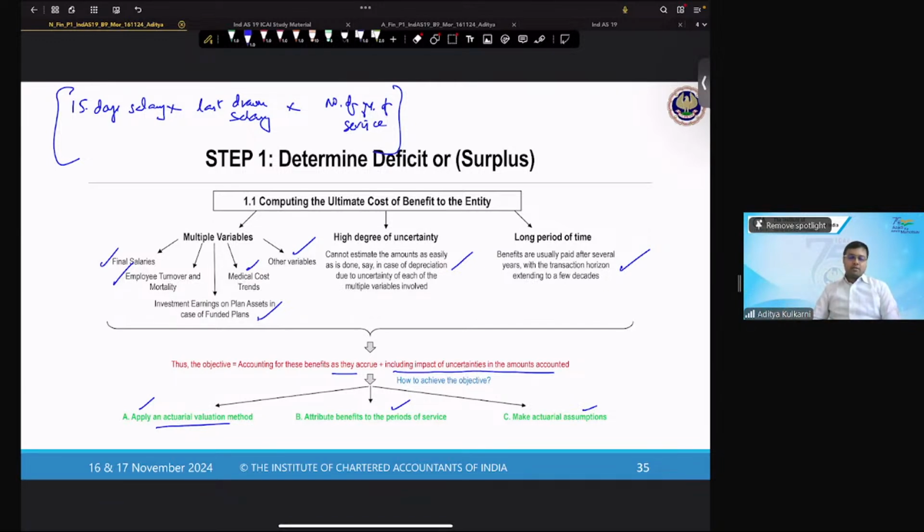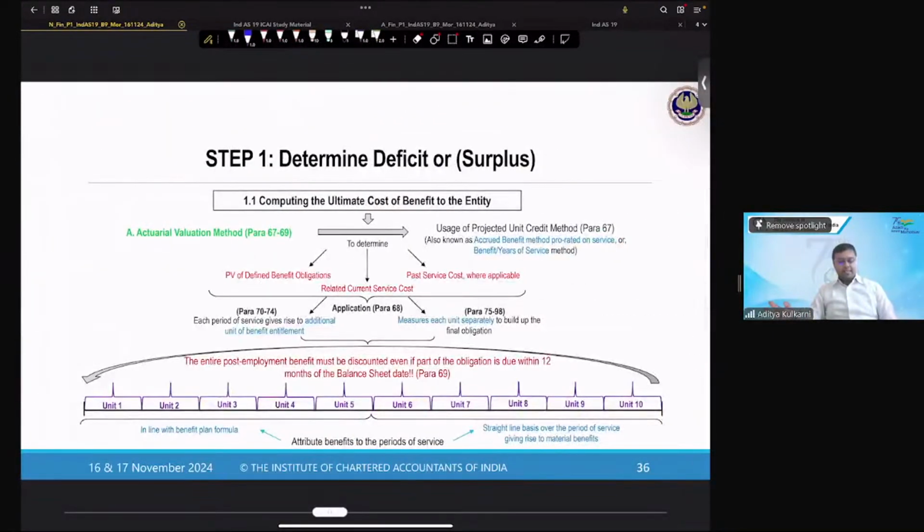And you made assumptions. There was an assumption of 10% discount rate. The question only said do not make any other actuarial assumption. So we made the assumption of 10% discount rate and we did the question. Is it okay? Yes. So first you have understood computing the ultimate cost of benefit to the entity. Now we further build upon this.